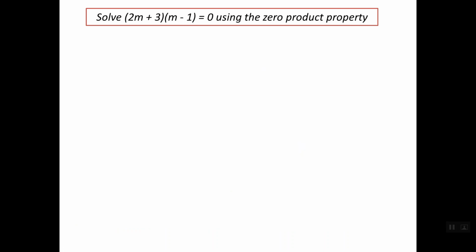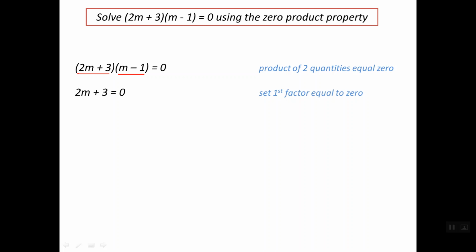Let's try another example here. Solve (2m plus 3) multiplied by (m minus 1) equal to 0 using the zero product property. Again, we have two quantities, and the product of these two quantities is 0. So either the first factor, 2m plus 3, is equal to 0, or the second factor is equal to 0. So now we have two linear equations.